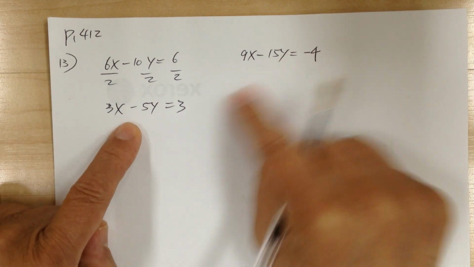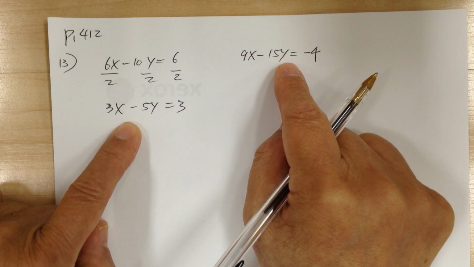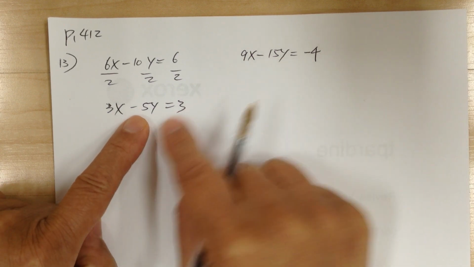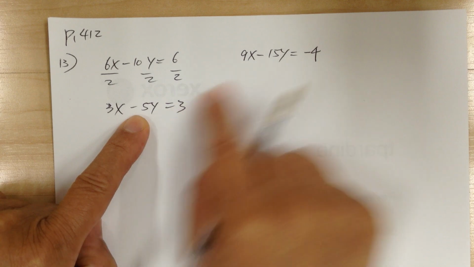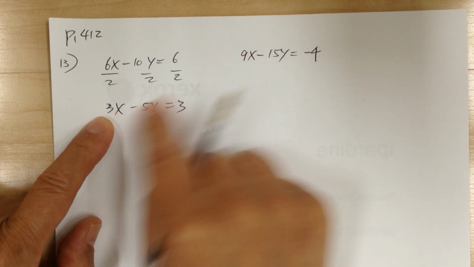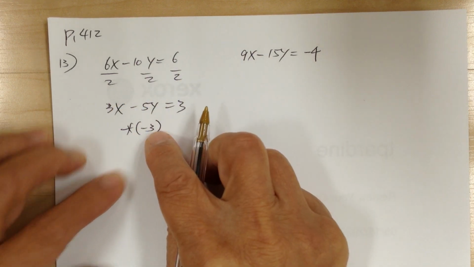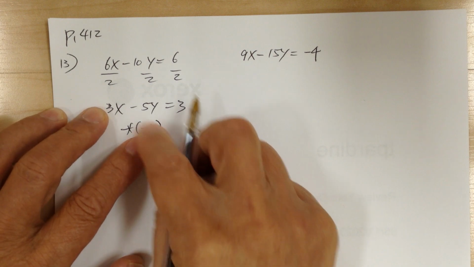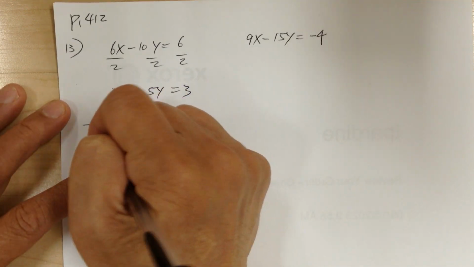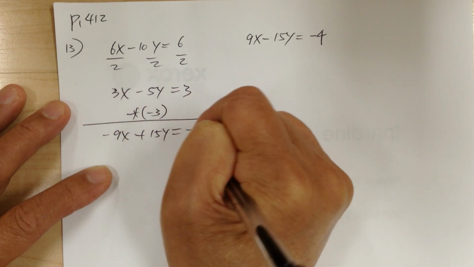So now I'm going to eliminate the y. Actually, it's going to be the x, because it's the lower number. To make them opposite, I need to multiply this by -3. When I do that, -3 will give me opposite, so you can go for the lower number. So I've got -9x plus 15y equals -9.